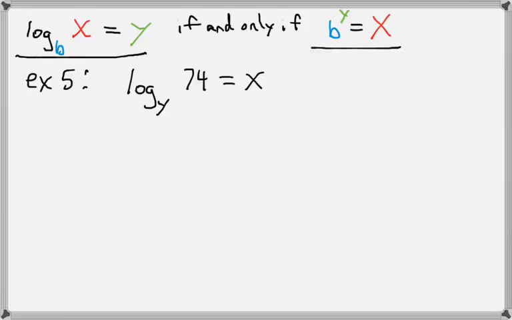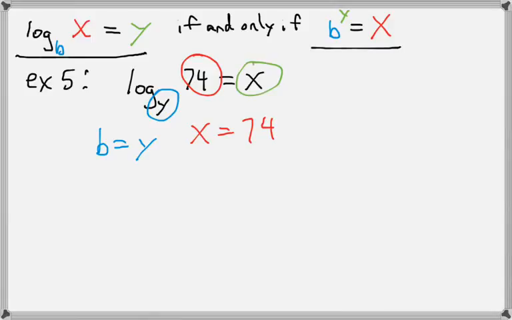So our first step is to identify our parts. So our b is equal to y for this specific example. Our x is equal to 74 for this specific example, and our y in this example would actually be equal to x. So the color code can kind of be helpful here since we're using some of the same letters.